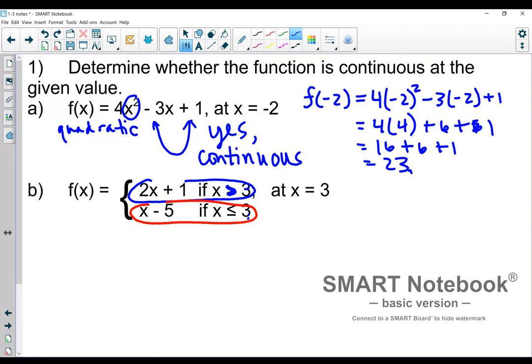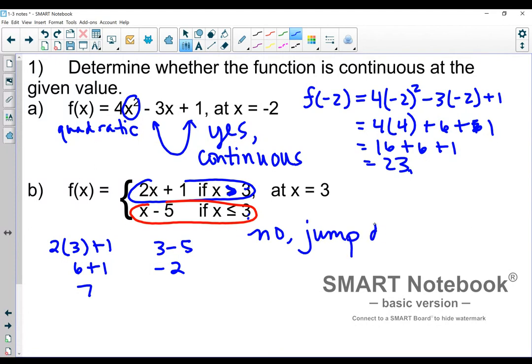So first we'll do 2 times 3 plus 1, which is 6 plus 1, which is 7, and then 3 minus 5, which is negative 2. So I can clearly see I have a jump between those two y values, and so I would say no, and we have jump discontinuity. So again, the math I am doing is not difficult, but I really have to bring a lot of knowledge about graphing and about functions to what I do with these math problems.